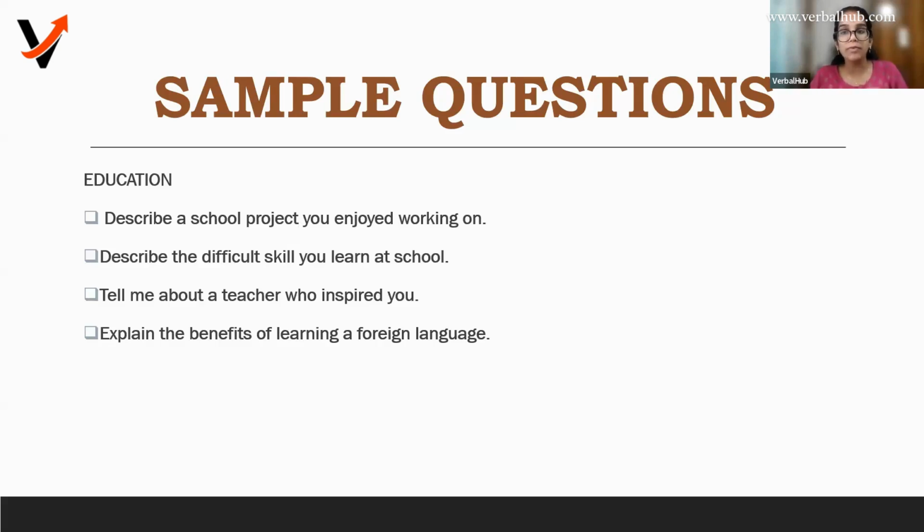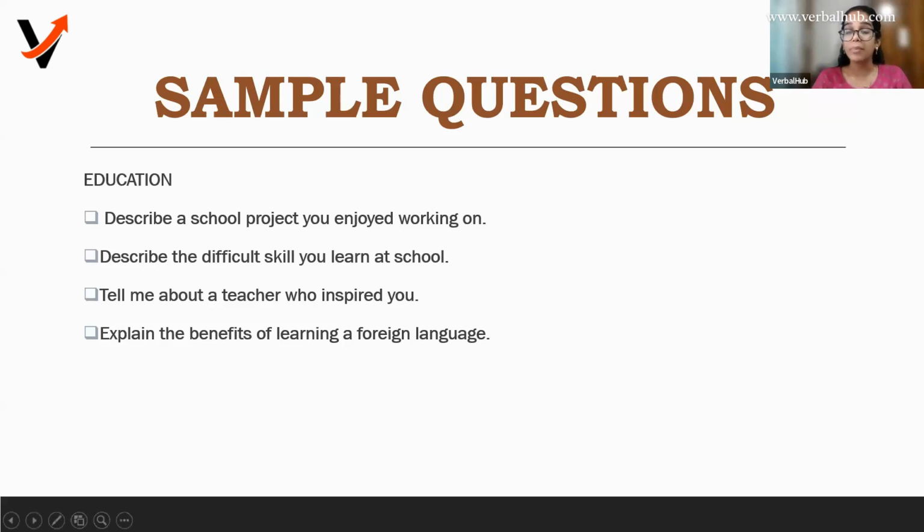Now the cue card works on bullet points, right? It's not that you have to speak for the sake of speaking, just to fill the timing for 2 minutes. No, whatever you speak should be relevant to the question, and the whole answer should be framed as a story. So let's understand how we need to answer this cue card question.